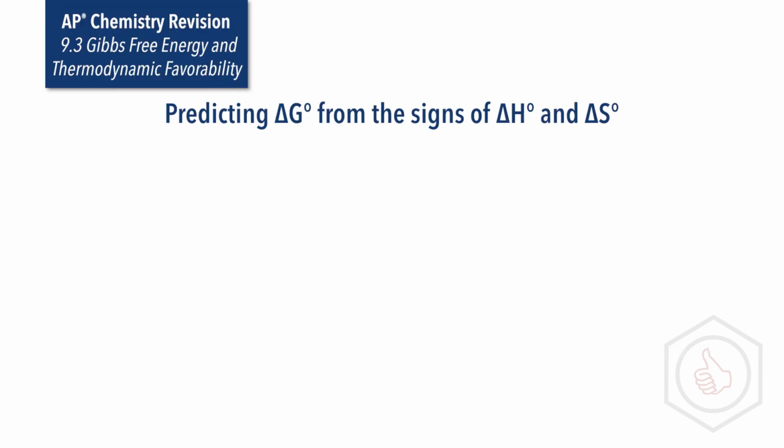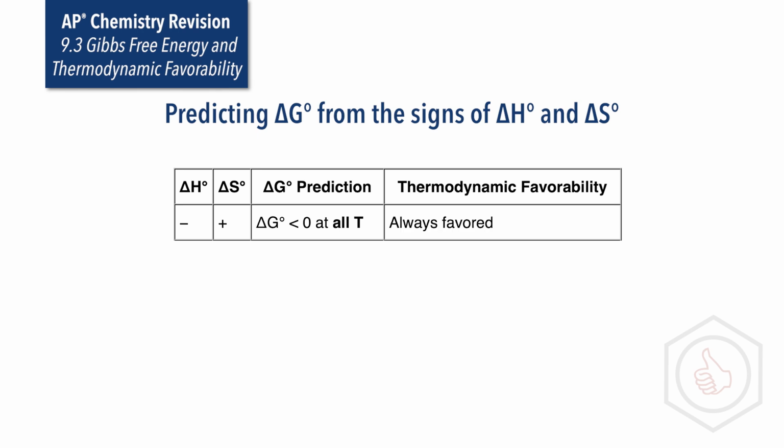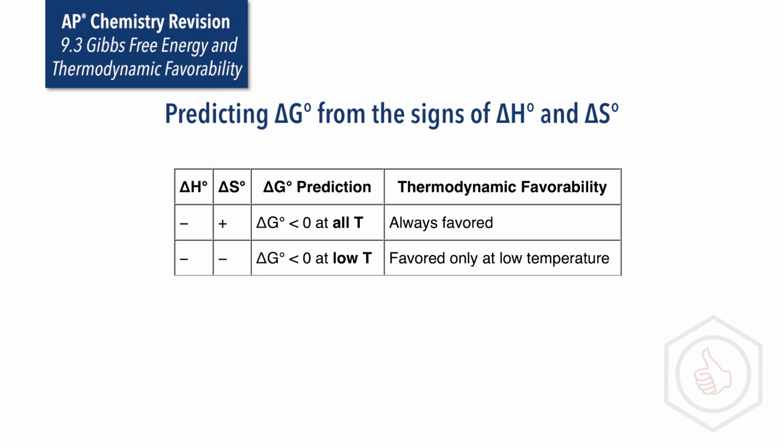The signs of delta H standard and delta S standard can be used to predict whether the reaction is thermodynamically favorable. If delta H standard is negative and delta S standard is positive, then delta G is always going to be negative at all temperatures, so the reaction will always be thermodynamically favorable. If, however, delta H standard is negative and delta S standard is negative, then now delta G will only be less than 0 at low temperatures, so the reaction or process is only thermodynamically favorable at low temperatures.